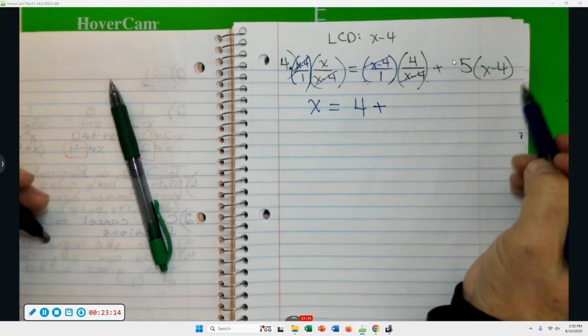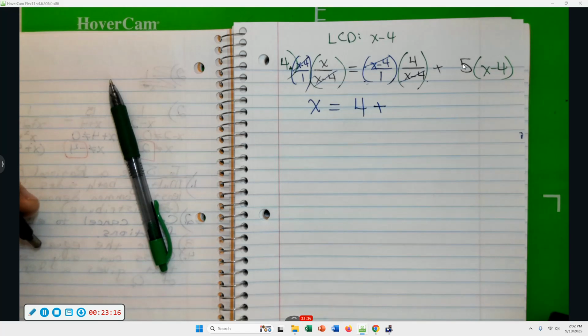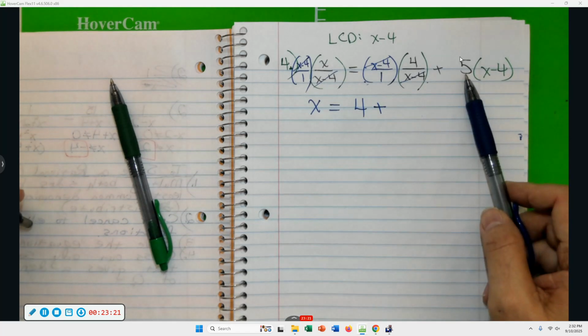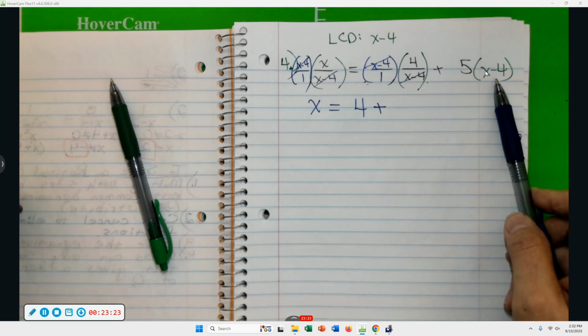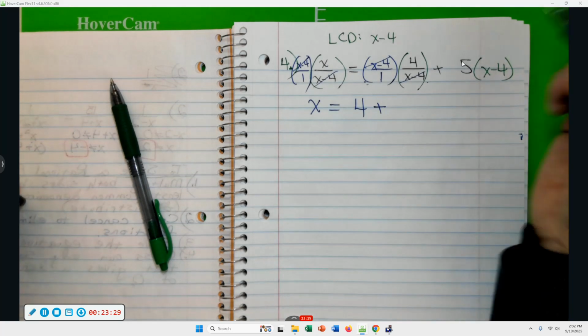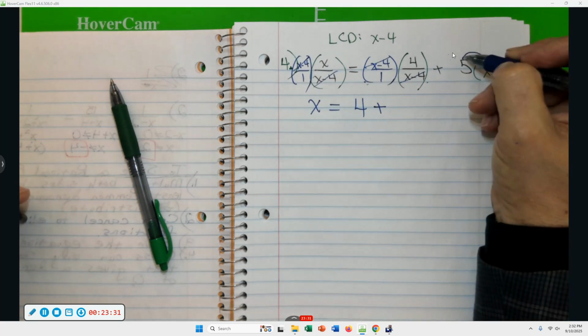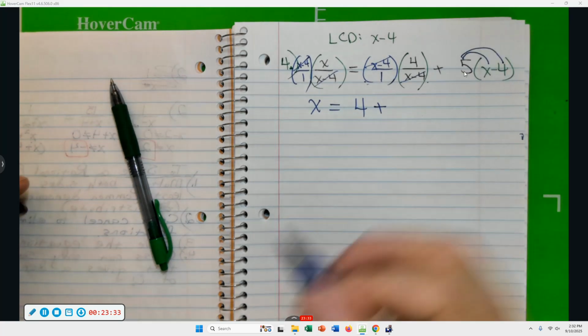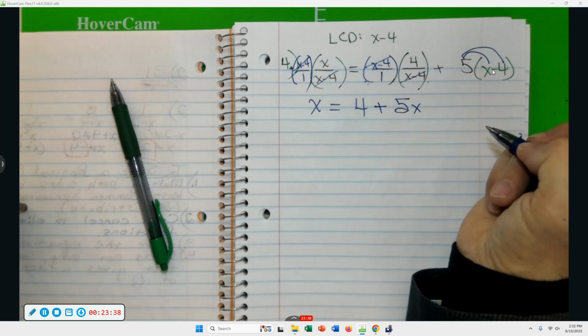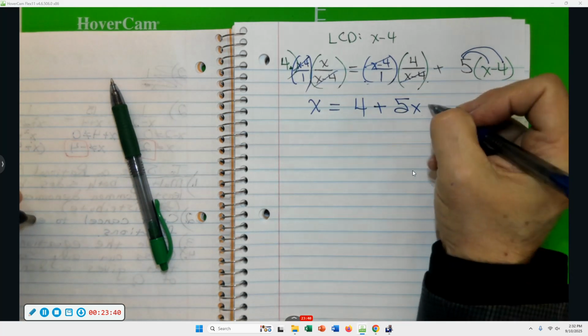What's going to cancel? None. Nothing, because there's no fraction. We have a 5 sitting in front of those parentheses. What are we going to have to do here? It starts with a D. Multiply by distributing the 5 to give me what? 5x, and then negative 20.